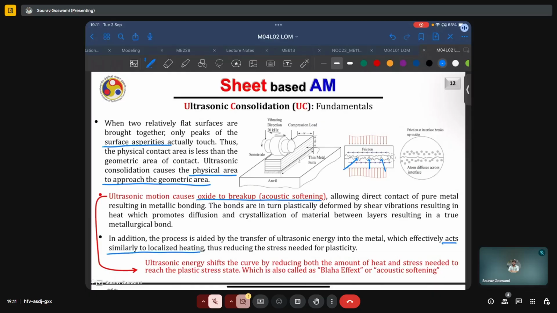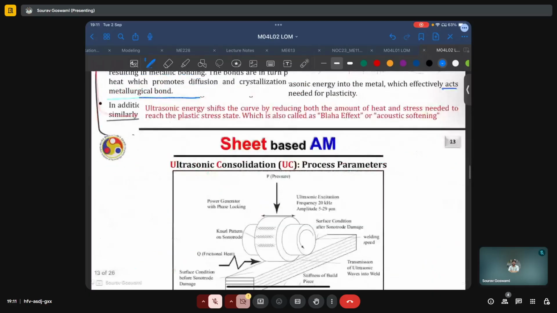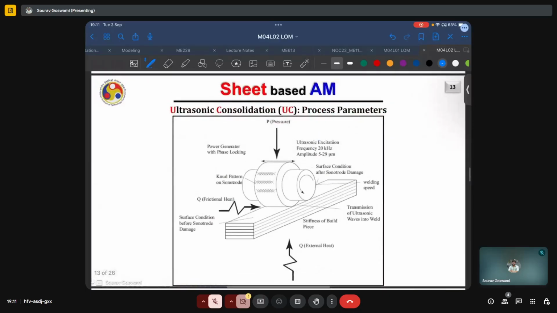And the way ultrasonic motion affects the breakup of these oxides to reveal the metallurgically pure metallic surface is by shifting the curve by reducing both the amount of heat and the amount of stress needed to reach the plastic stress state. This is known as Blaha effect or acoustic softening, as we have discussed. Here we have a useful schematic of the process.